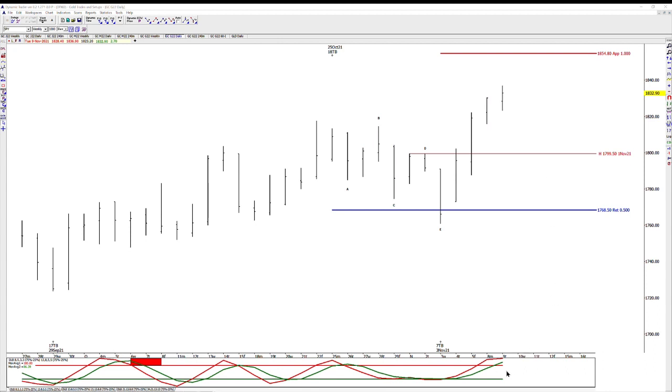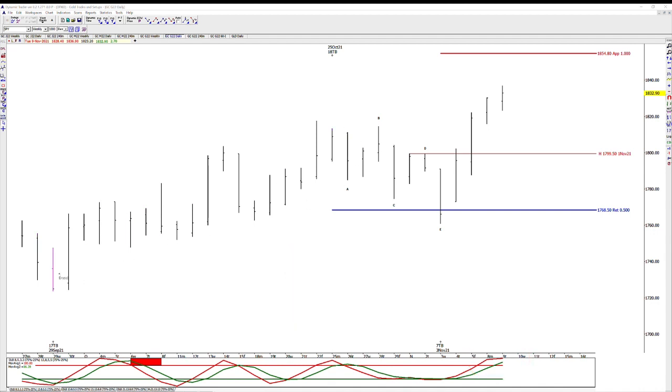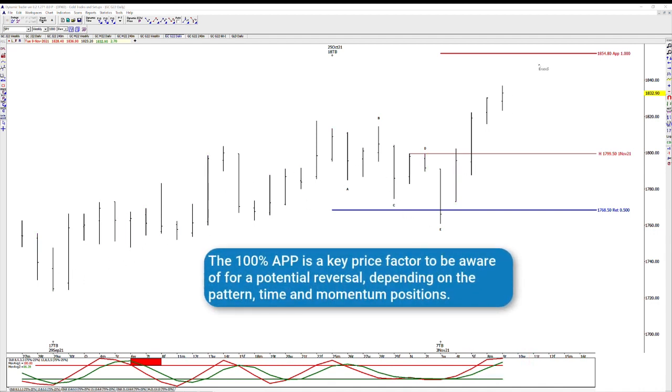Let's go down and look at the technical change of the market as of the last bar in the chart. And the daily momentum has reached overbought as of that day, the relatively short look back. So we're nearing a position from where a daily high is often made if we have some kind of a reversal signal. So we want to be alert to that. Not too far above the market is the 100% alternate price projection of this section up from this low. That's another thing we want to be aware of.